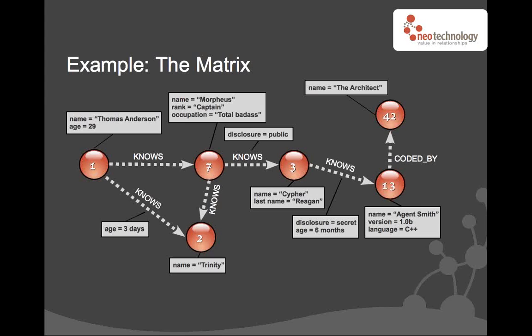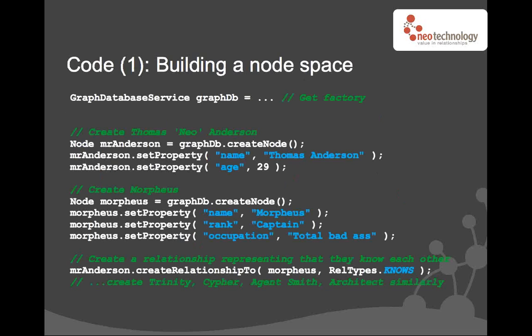So here you can see a small social graph. We use two relationship types. We use nodes, and we use key-value properties to express the domain. If you look at the code for this, it is fairly straightforward. Most people pick up the representation part of the code really, really quickly, how you represent your domain in a graph database. So first off, we get a graph database service.